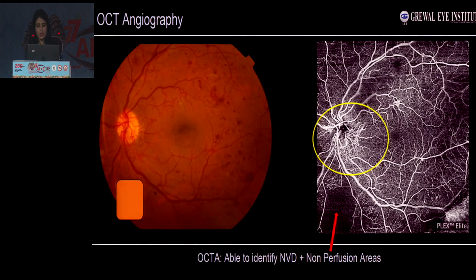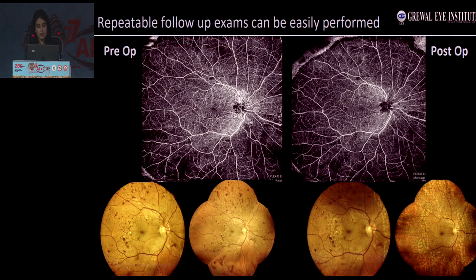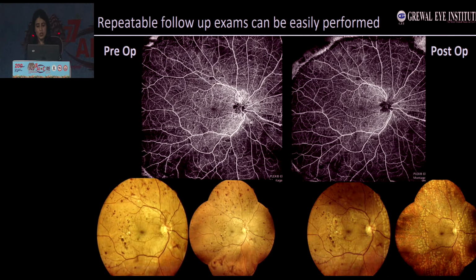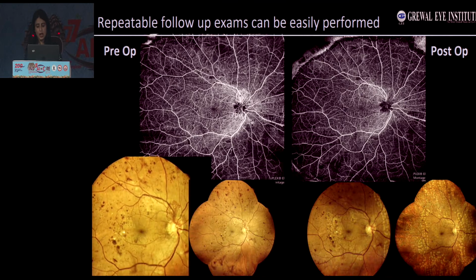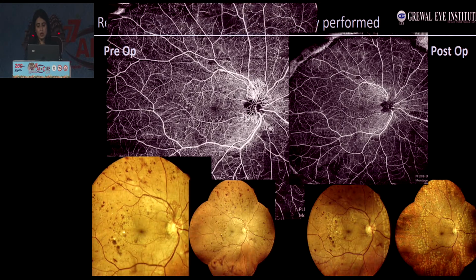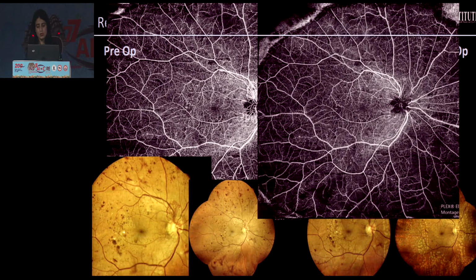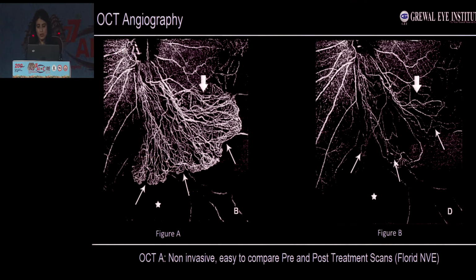Here again, NVD is depicted very beautifully. Again, the major advantage is that repeated follow-up examinations can be easily performed. The color fundus image shows a florid NVD, which is seen on an OCTA image as well. And post-laser, OCTA did not pick up any NVD again, so repeatable follow-up exams are easily possible because of these non-invasive investigative modalities.